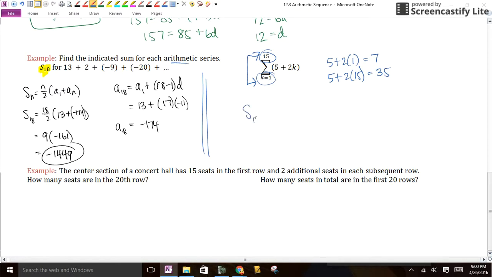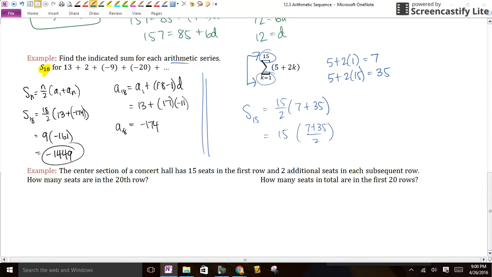The sum of the first 15 is 15 over 2, times the first one plus the last one. And now I just need to solve that. Now, this is one of those times where I'm going to move the 2 to the other side. I'm going to do 15 times 7 plus 35, over 2. Now, some of you might be saying, whoa, whoa, whoa, how is that legal? This is multiplying by half, and multiplication doesn't really matter what order you do it in.